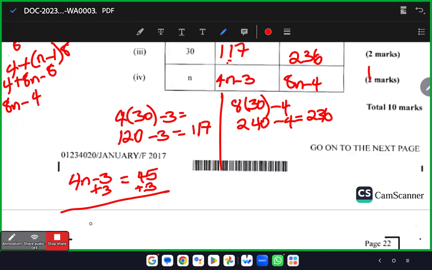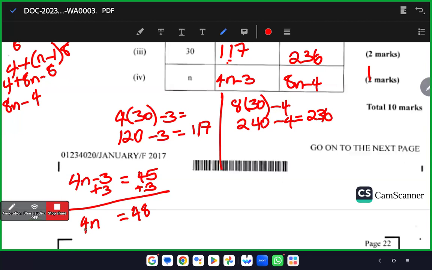This is transposition. And this now would be 4n is equal to 45 plus 3, which is equal to 48. So what we'll have here is 4n is equal to 48. And in this case, if we have 4n equal to 48, all we need to do is divide by 4 on both sides.